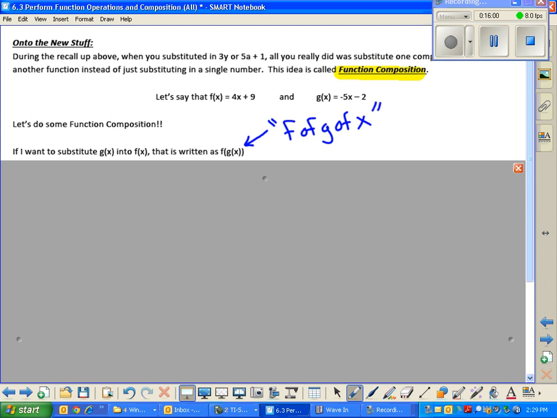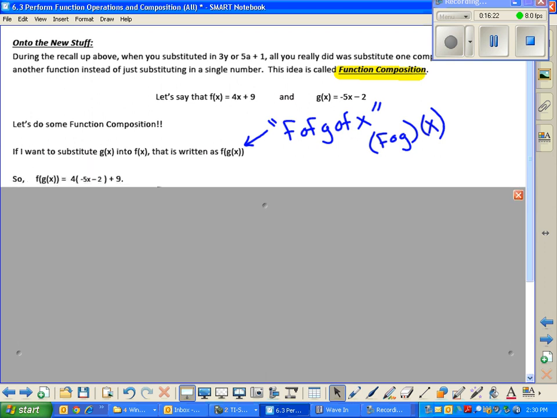I know, doesn't that look weird? Some books actually write it slightly differently. Instead of doing the little g of x inside f of x, they do like a little fog, F-O-G. It's not really an O, it's actually a really small little circle of x. So some books will write it like that also.